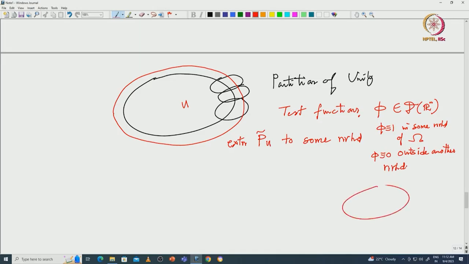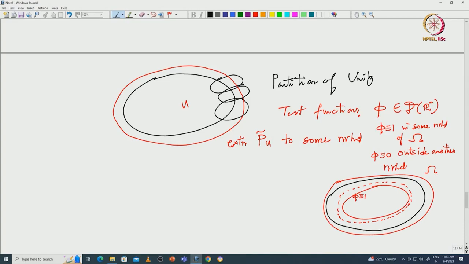So basically you have an omega here, and you have some sort of an omega tilde here. I am recalling this not only for this introduction, so that you will be using it again. So phi is identically one in this neighborhood, and then you choose another neighborhood, and phi is identically 0 here. So phi is 0 here, phi is 1 here, and then use that to define your extension Pu, that is nothing but phi times P tilde of u.